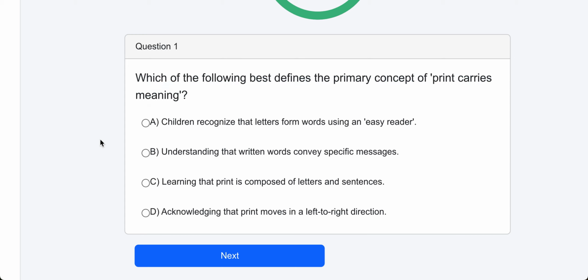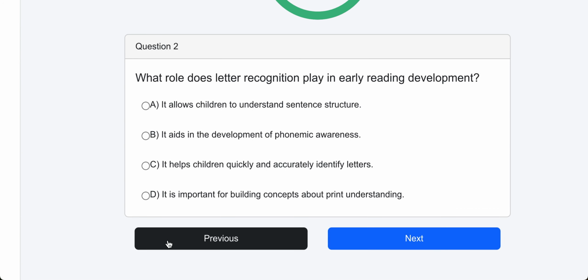All right, here we go. So I'm going to select answer option B, which reads understanding that written words convey specific messages. Remember that the concepts of print involve recognizing that written words are used to transmit messages, such as in books or signs that we might see, like road signs. All right, so moving on to question number 2.